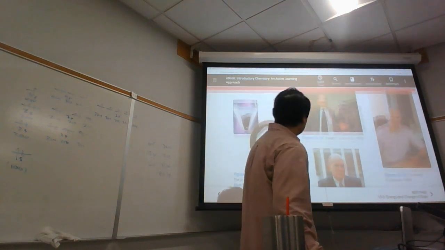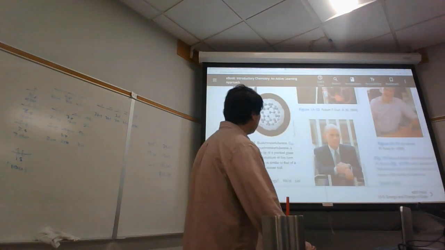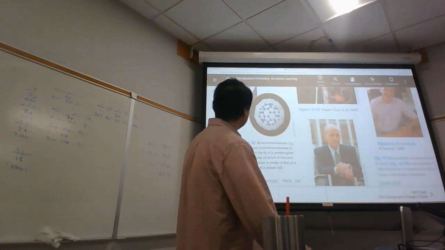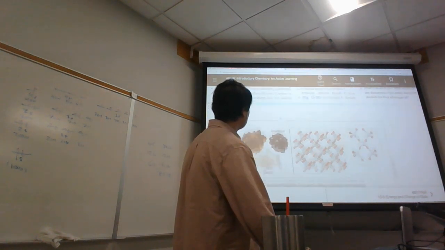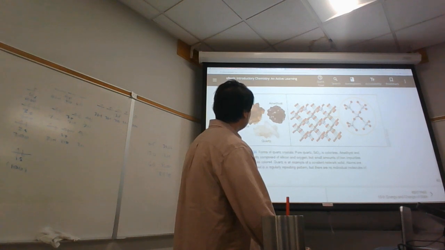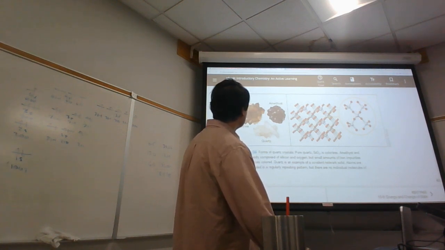And then we have these, which are buckyballs. Inside the ball itself are covalent bonds, but between the balls are just intermolecular forces. Here's some more covalent network solids.